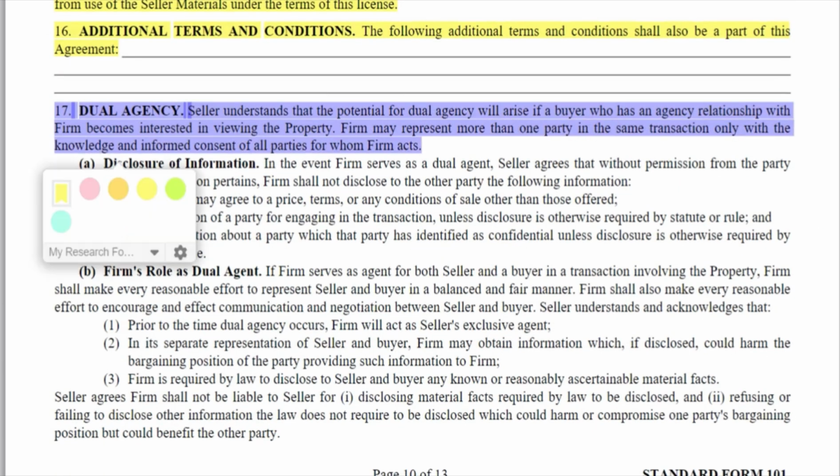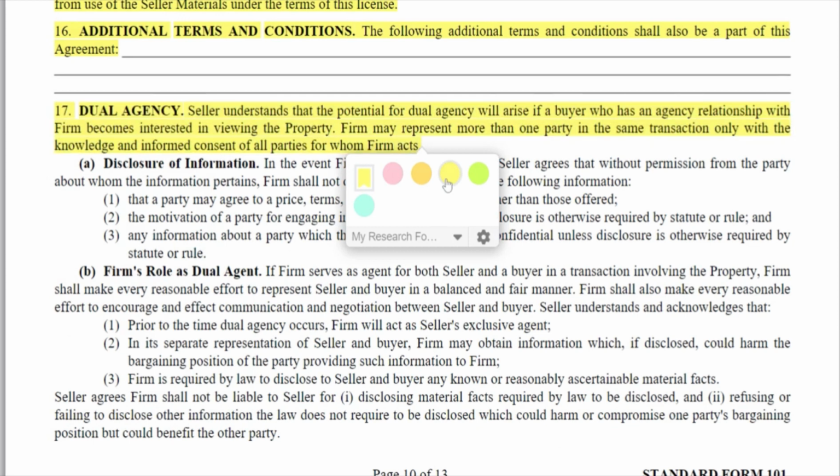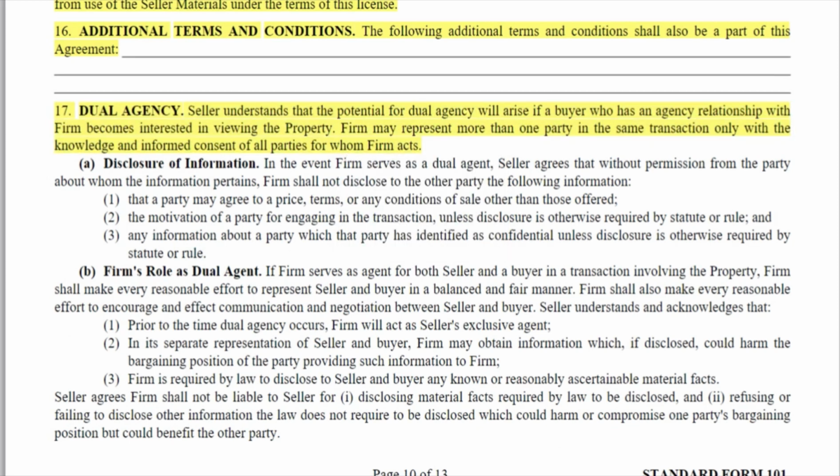And this section is talking about dual agency. This is 17. The seller understands that the potential for dual agency will arise if a buyer who has an agency relationship with the firm becomes interested in viewing the property. The firm may represent more than one party in the same transaction only with the knowledge and informed consent of all parties for whom firm acts. So it's just saying that you are in agreement or you understand what dual agency is, and dual agency is me representing you and me representing the buyer side.